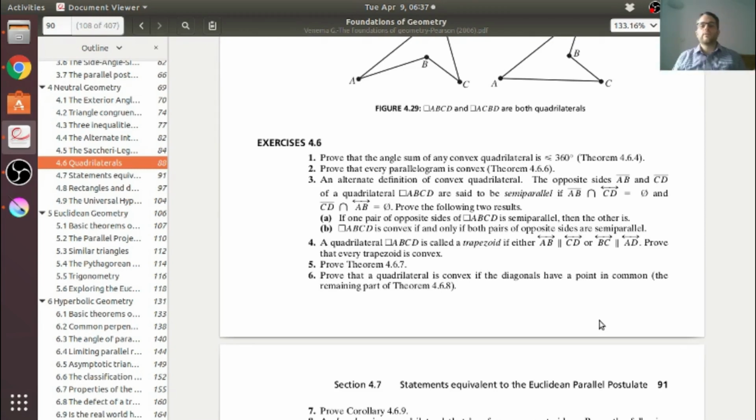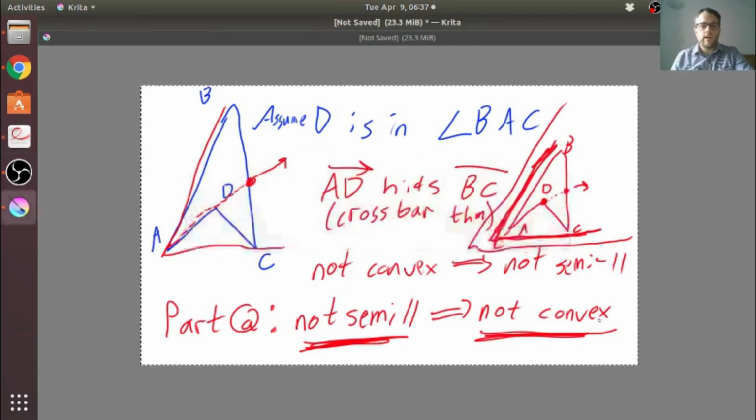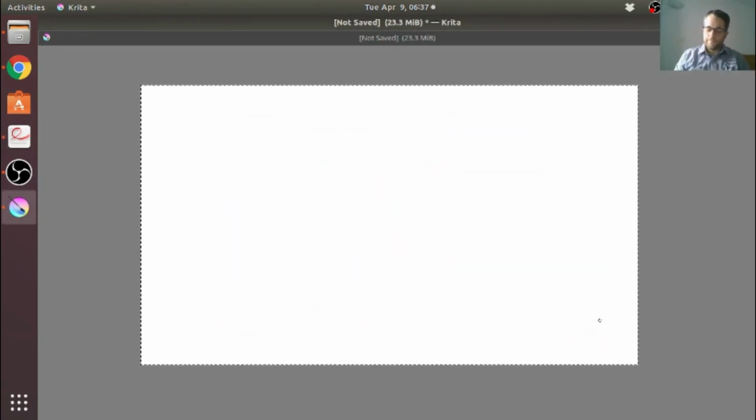We say that a quadrilateral is a trapezoid if either the top and bottom are parallel or the left and right are parallel as lines. So not semiparallel, but parallel as lines. I need to prove that every trapezoid is convex, and the argument here is going to be very similar to what we were just talking about. So let's say I have a trapezoid, with AB and CD. If I were to draw these out as lines, they would be parallel lines.